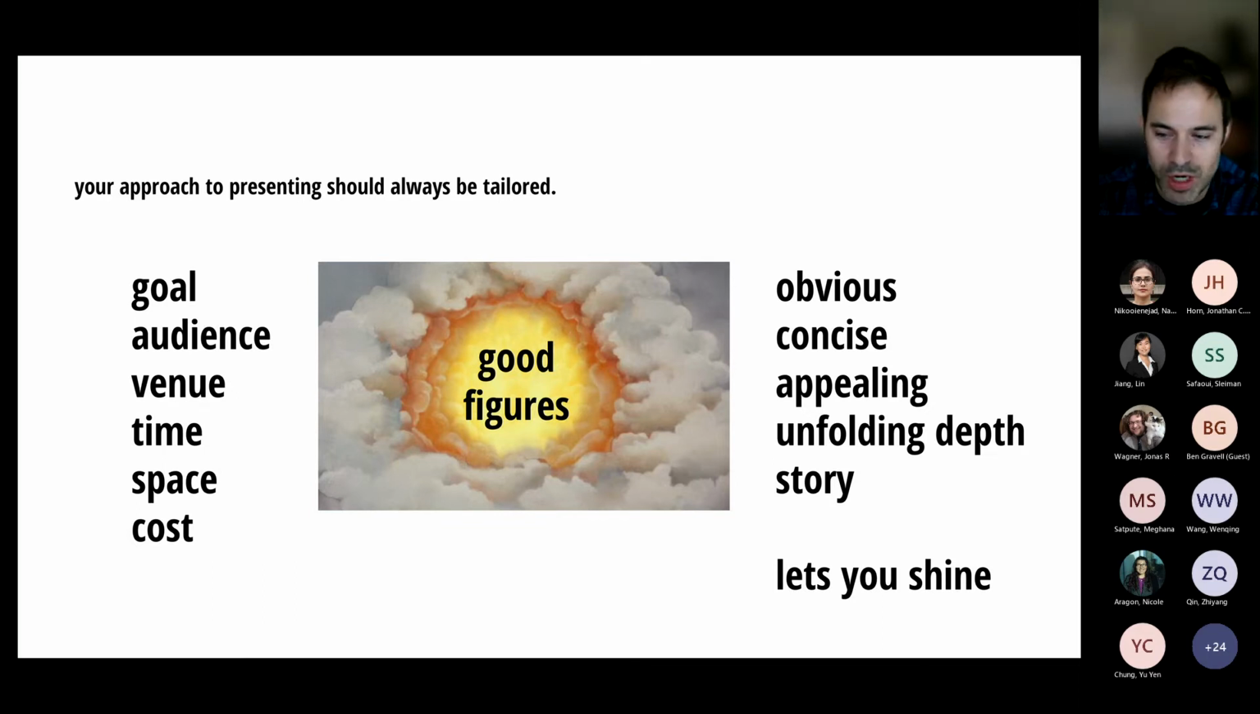And finally, you're going to try to build a story. So ultimately, you're trying to build a story, and very similar to making your presentation tailored to all of these different features, audience, venue, space, and so on, you also want to make your figures and your approach there tailored.